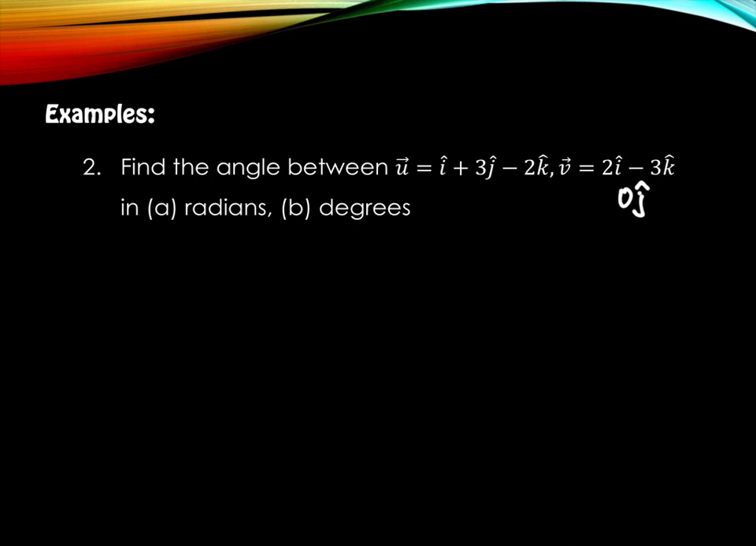Okay? All right, so the first thing we're going to do, well, let me write down the formula. This is the cosine of theta is u dot v over the magnitude of u times the magnitude of v. Now, you can do this all in one fell swoop if you would like. That's fine. I'm not going to. I'm going to find the three pieces, and then I'm going to put it all back in.